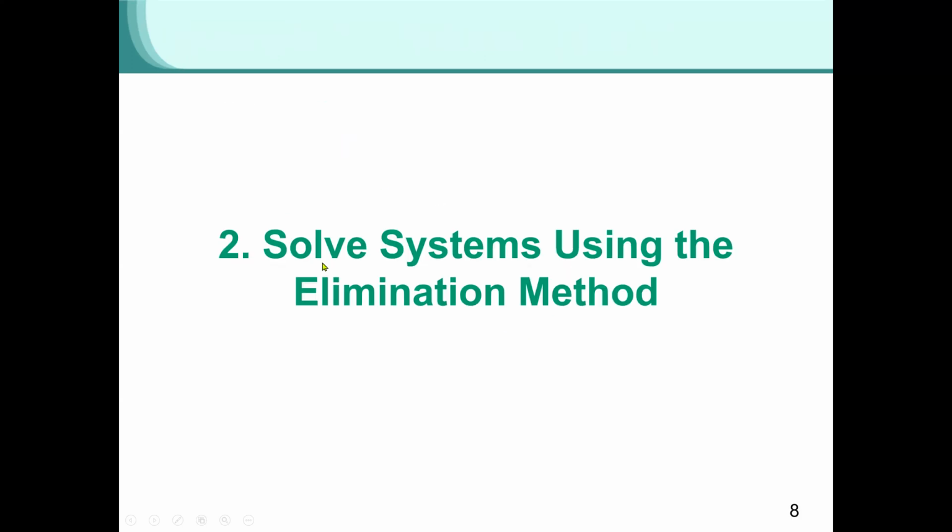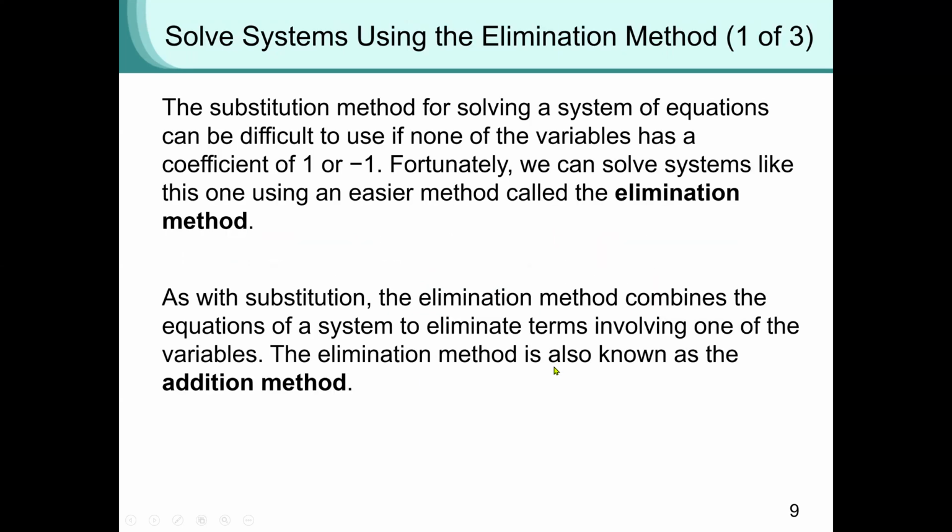Now let's try solving the systems using the elimination method. Using the elimination method means we are going to multiply the first equation or the second equation by any value that will make it possible that when we add the two equations together, one of the variables will be eliminated. So that's why it's called the elimination method.